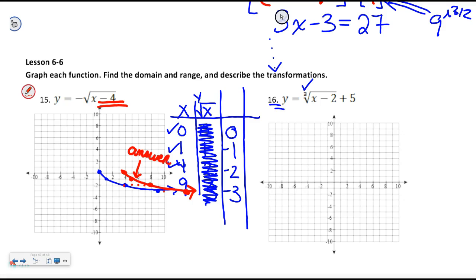So when you do the square root functions, I usually call them the shout out functions. They look like that. But when there's a negative in front, you'll notice it flipped it over, and then that minus 4 moved it 4 to the right. If this had had a plus 2 on it, then I'd take all those and also move them up 2.